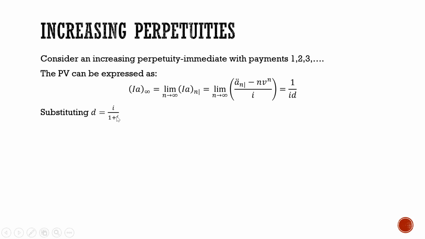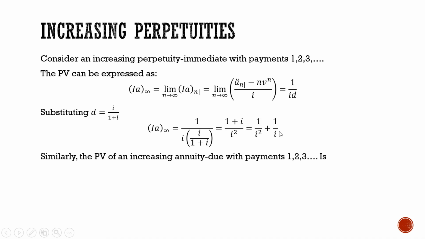Now we substitute d by i over (1 plus i). This formula we learned in the lesson on measurement of interest. So we have I-A-infinity is 1 over i times i over (1 plus i)... rather, 1 over i times (1 plus i) over i, so we have (1 plus i) over i squared, which is 1 over i squared plus 1 over i. Similarly, the present value of an increasing annuity due with payments 1, 2, 3 is I double dot A infinity, and that is 1 over d squared.